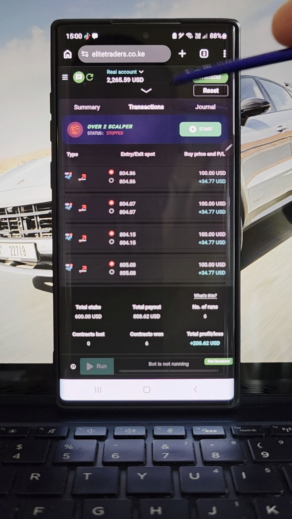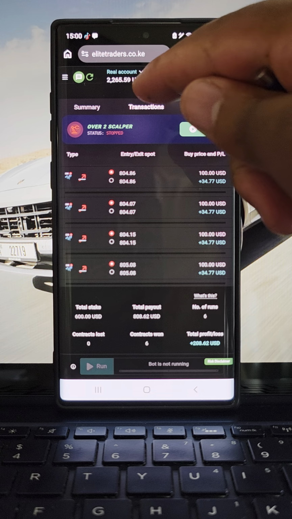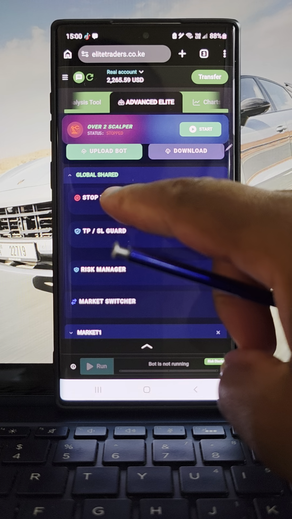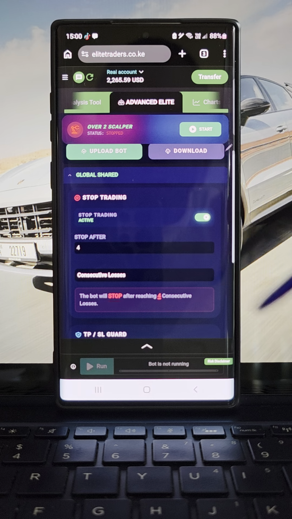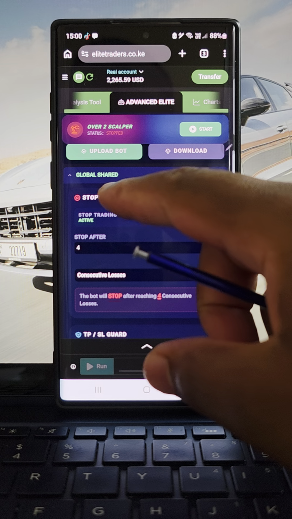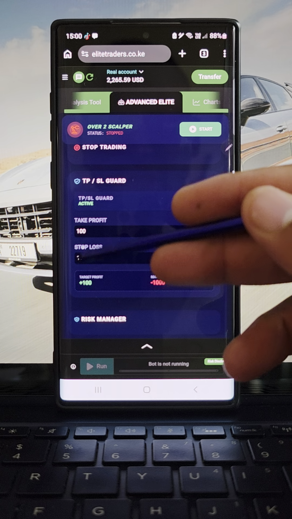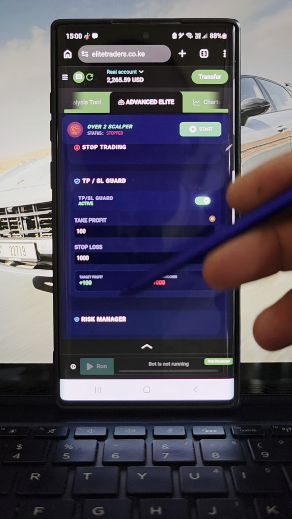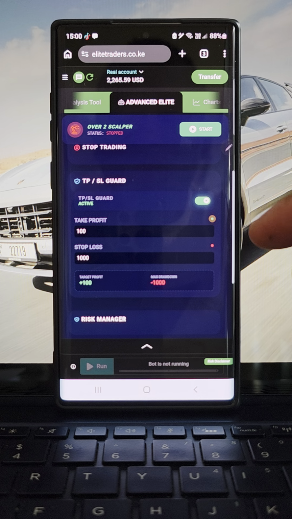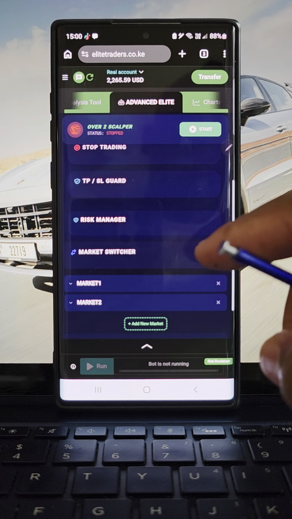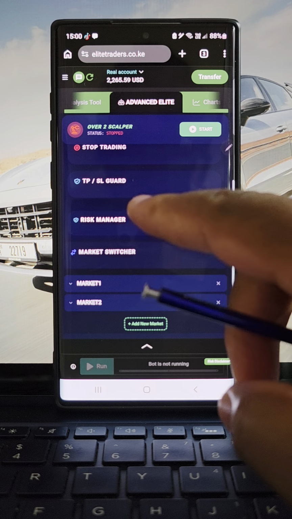You can actually see this robot that we're using, the over 2 scalper. So the only part you need to set up is this part for the stop trading. Set up the maximum consecutive losses you can take. I always recommend 4. Then we have this part for the stop loss. Set up your stop loss right there, and your target profit. You really don't have to always set up your target profit when you are using the scalper, because anytime you make a win, the robot will always stop.